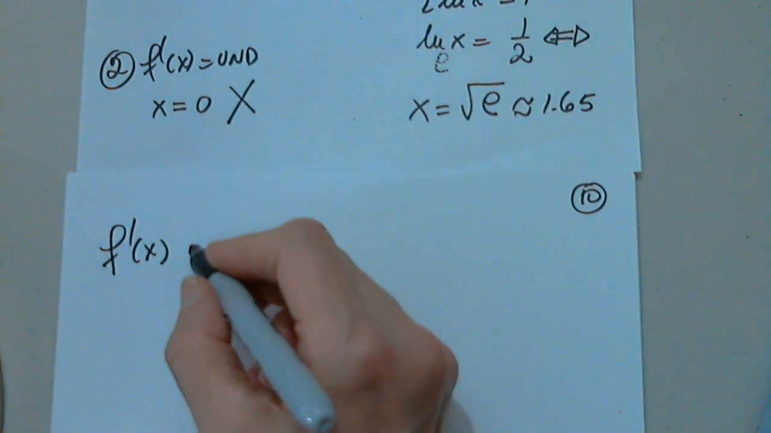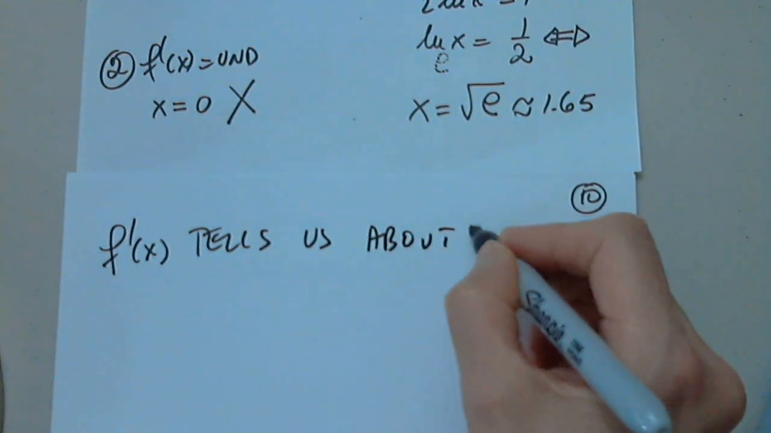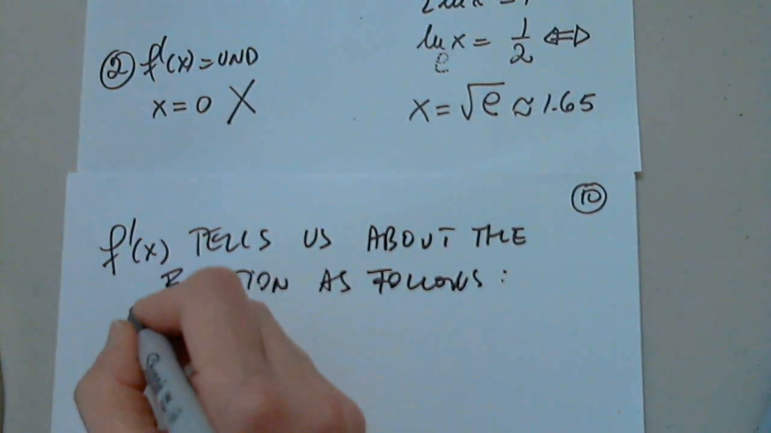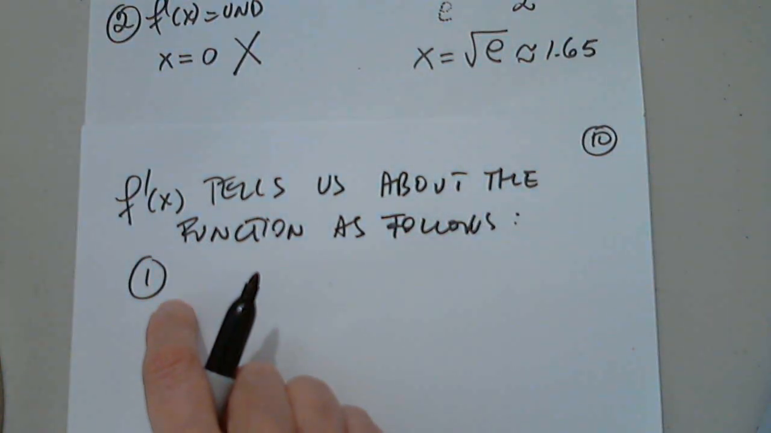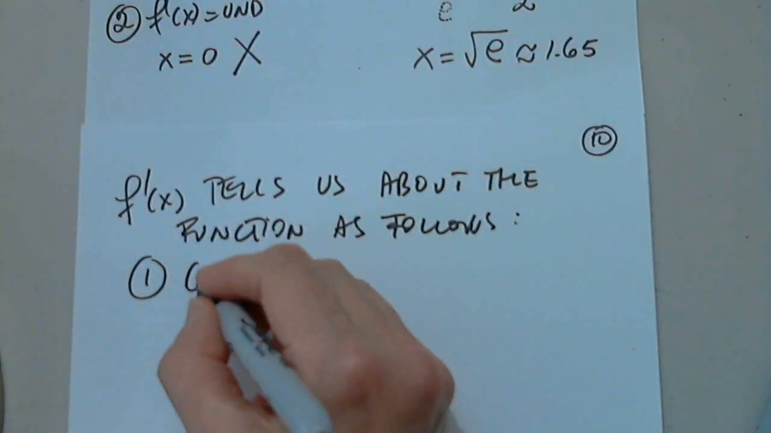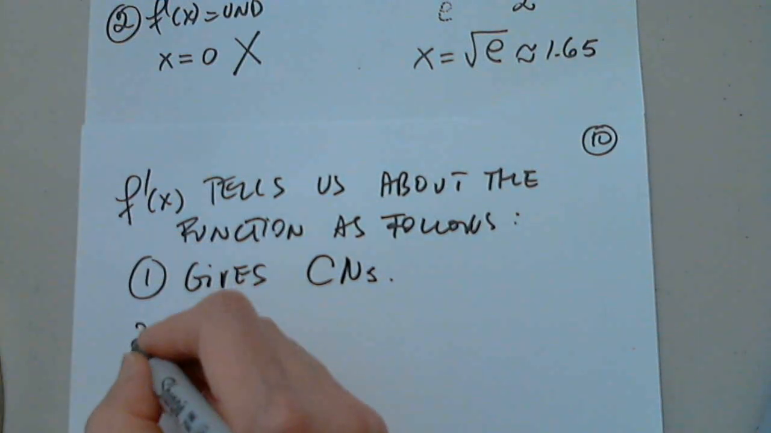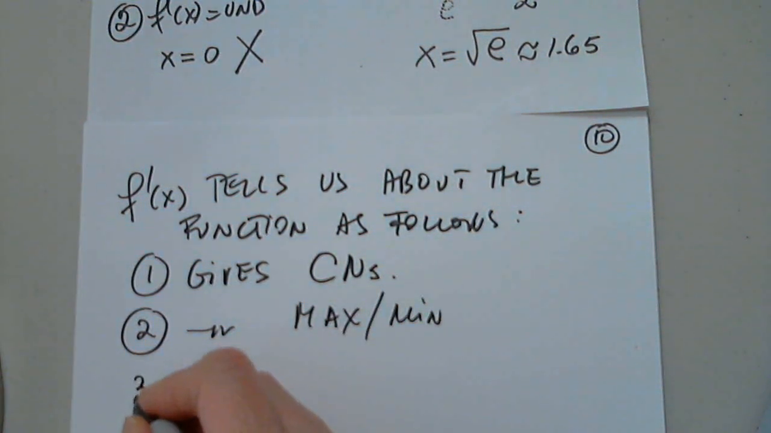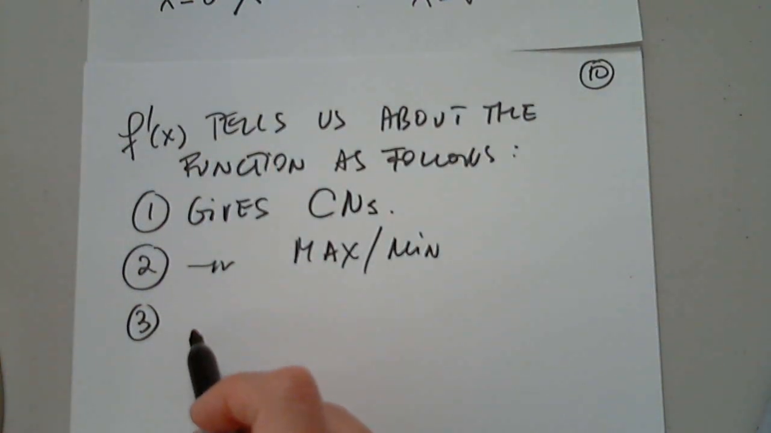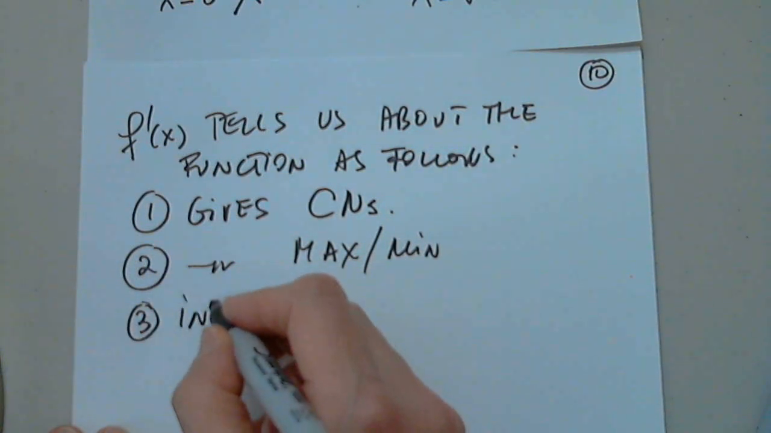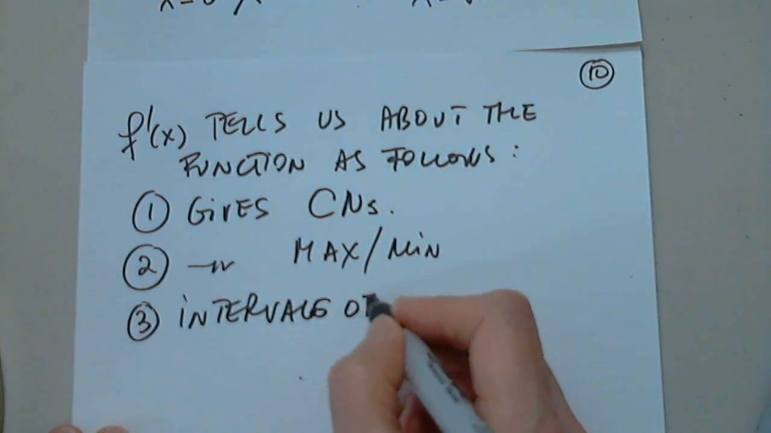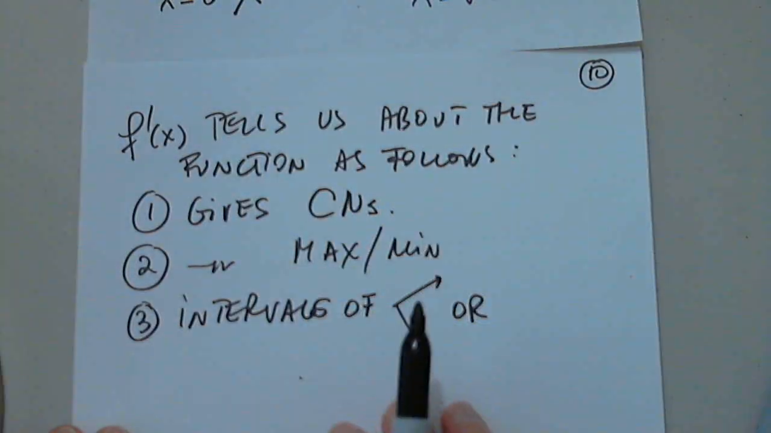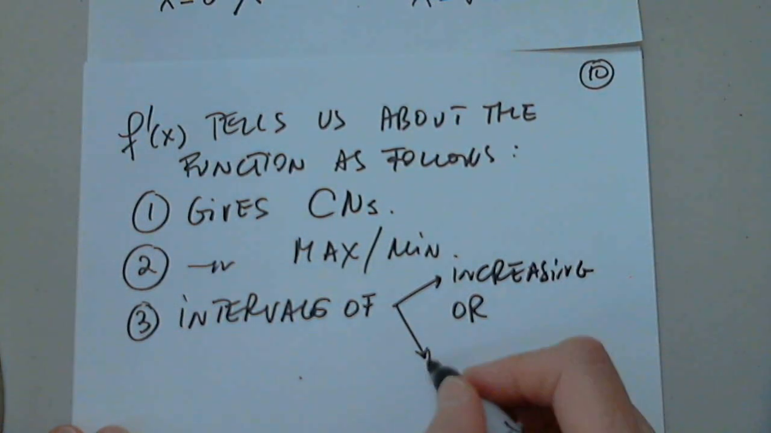F prime of x tells us about the function as follows. Number one, what does it tell us? It gives critical numbers. Number two, it gives max min. Number three, what do you think? What else? Can I have a hint? Yes, intervals of increasing or decreasing.